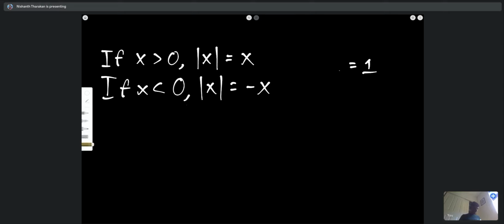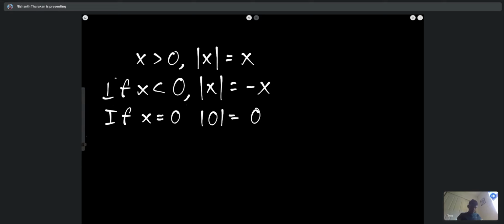And finally, the last case. If x is 0, absolute value equals 0. Actually, instead of x, we can just say absolute value of 0 equals 0. So absolute value is a way you can guarantee that your number will always be positive.